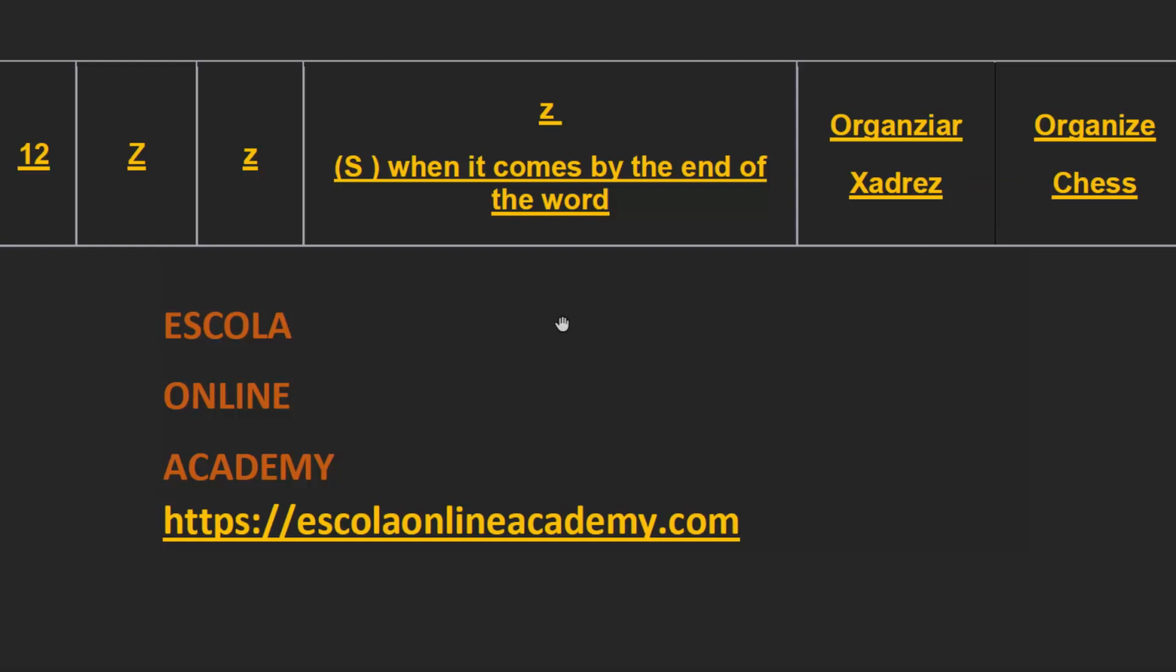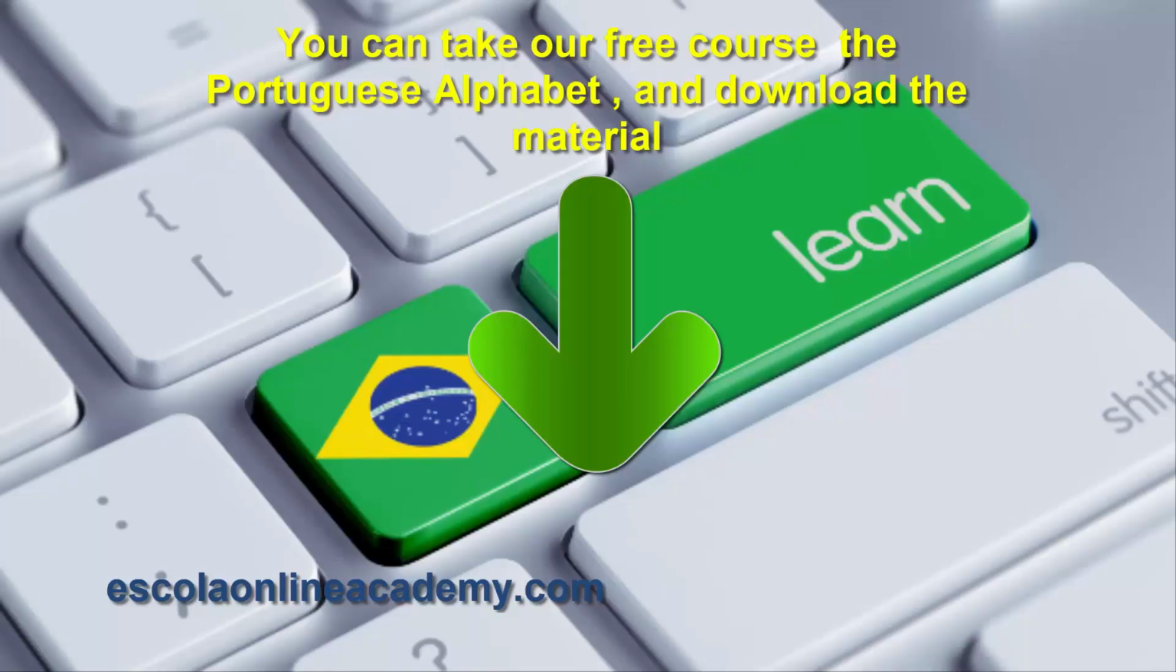The second pronunciation for this letter is pronounced as S when it comes by the end of the word. The example that we have here is the word chess, which means in Portuguese xadrez.